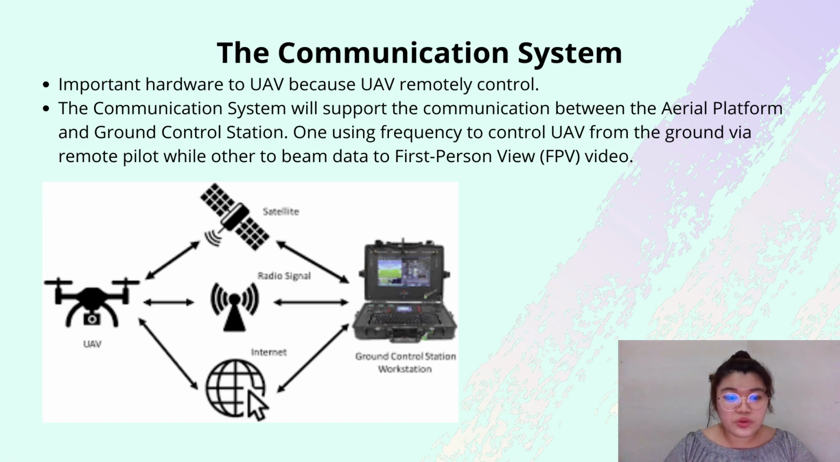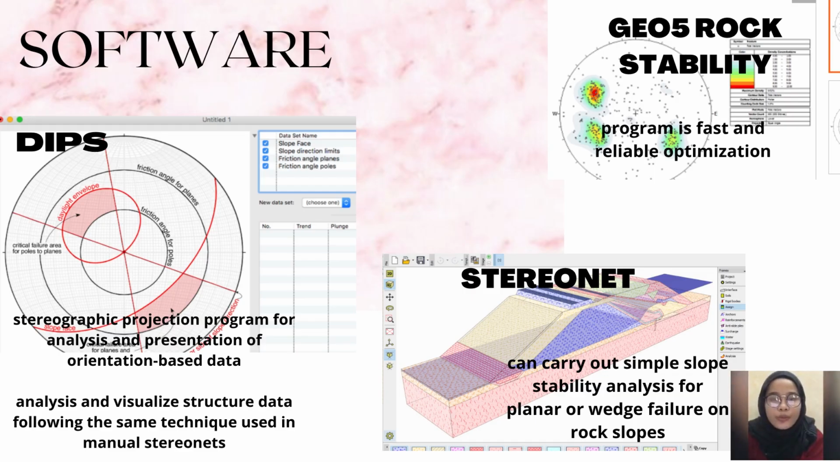One uses frequency to control the UAV from the ground via remote pilot, while the other is to send data to first-person view video. The communication system consists of satellite, radio signals, and internet. Okay, for the software, we can use DIPS. DIPS is a Stereographic Projection Program for analysis and presentation of orientation-based data.